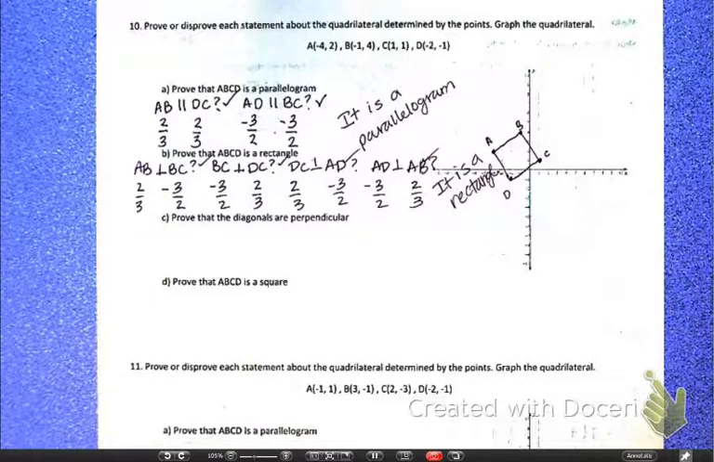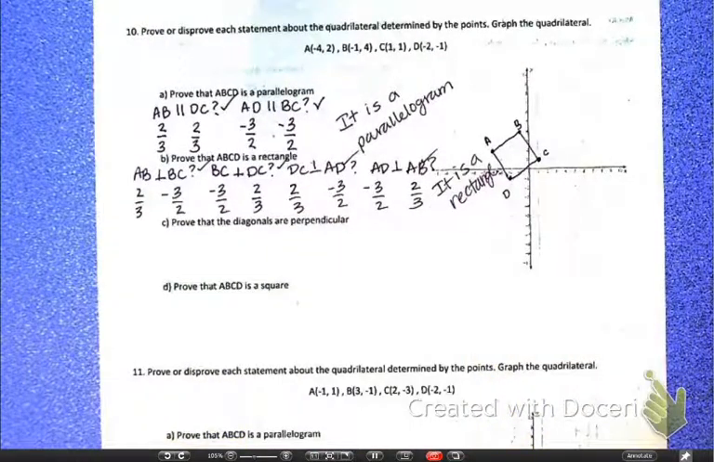Now part C is the part that people missed on their quiz because they didn't read the directions. There is a big difference between perpendicular and congruent. If it says perpendicular, you're talking about slope. If it asks you if the diagonals are congruent, what are you talking about? The distance, the length. Okay, so we want to know if the diagonals are perpendicular.